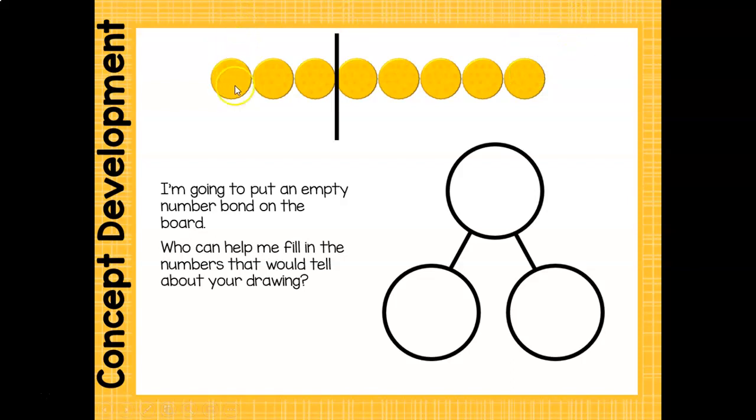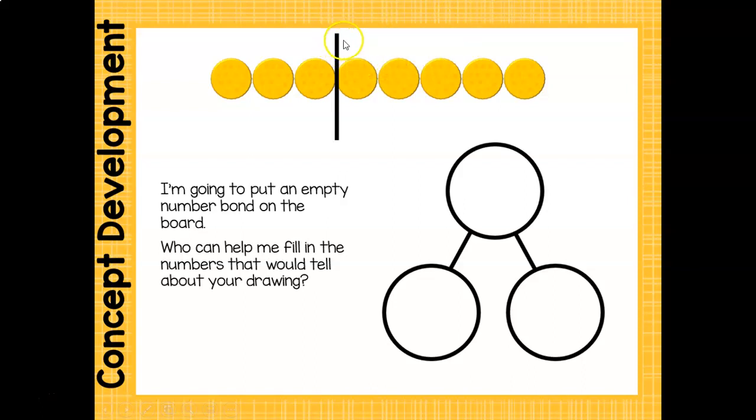Now let's count how many crackers we gave to our friend, because that's one of our parts. 1, 2, 3. Very good. Can you write a number 3 where one of our parts goes? Great job.